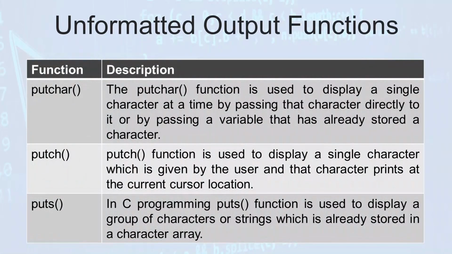Likewise, we have unformatted output functions. So putchar and putch functions display single character which is given by the user, and that character prints at the cursor location, right? Similarly, puts is used to display group of characters or string which is already stored in a character array.